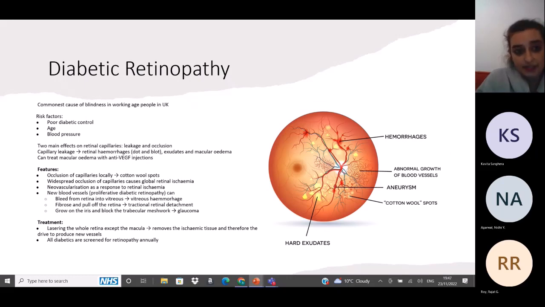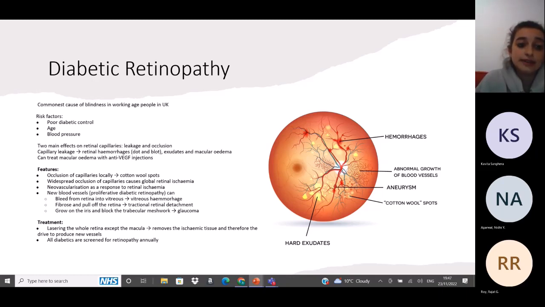So diabetic retinopathy is the commonest cause of blindness in working age people in the UK. The risk factors are poor diabetic control, older age, and poor blood pressure control. Diabetes has two main effects on the capillaries: it makes them become leaky, and it also occludes them.